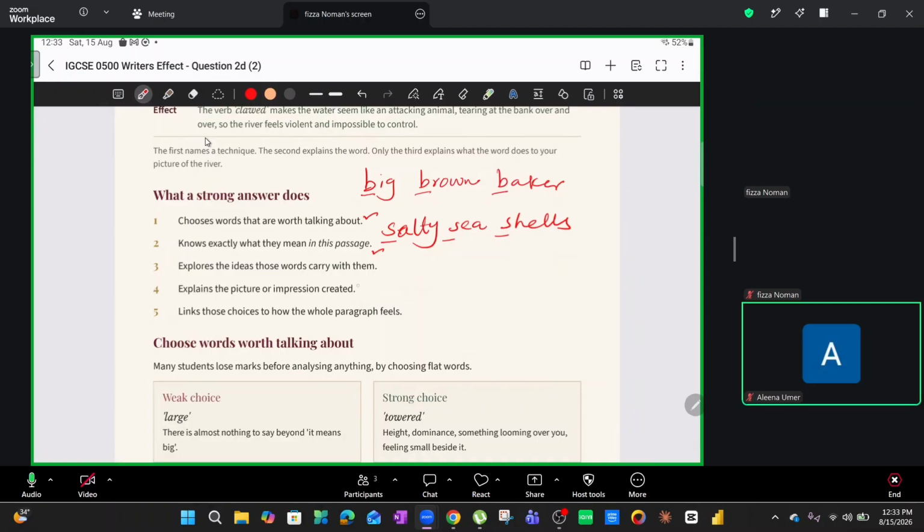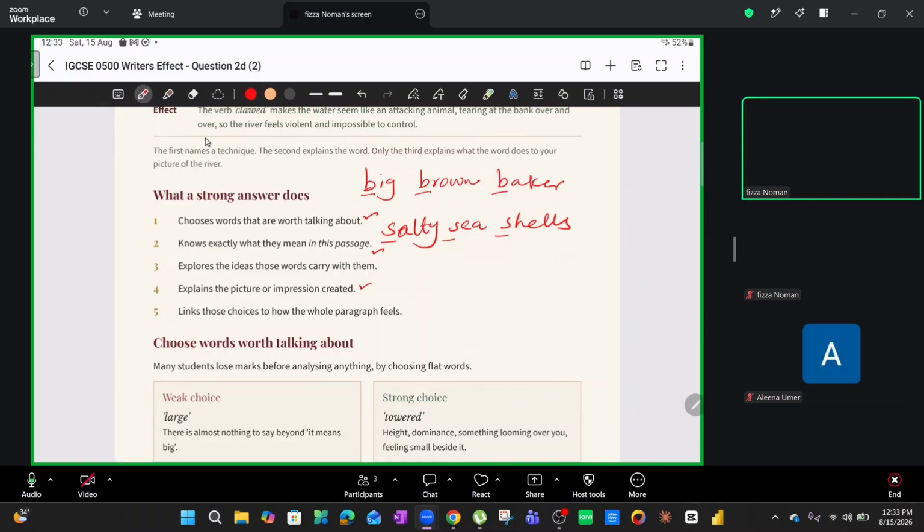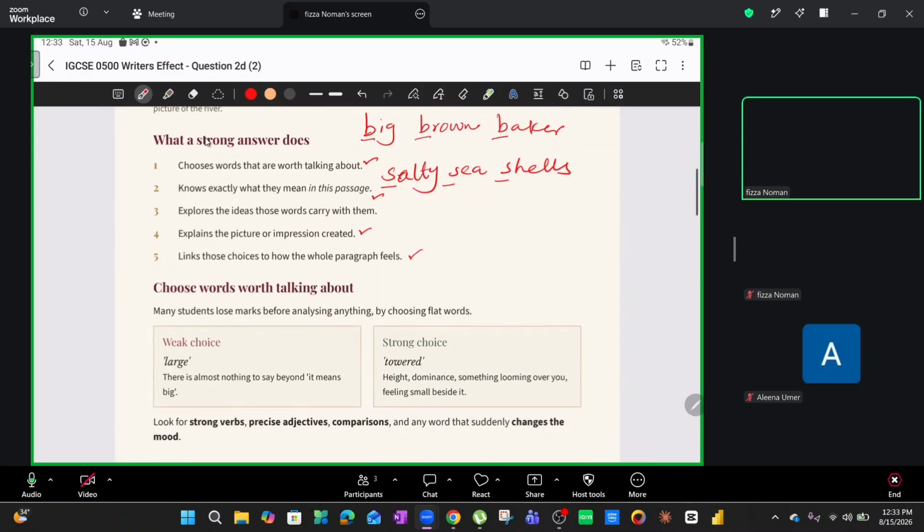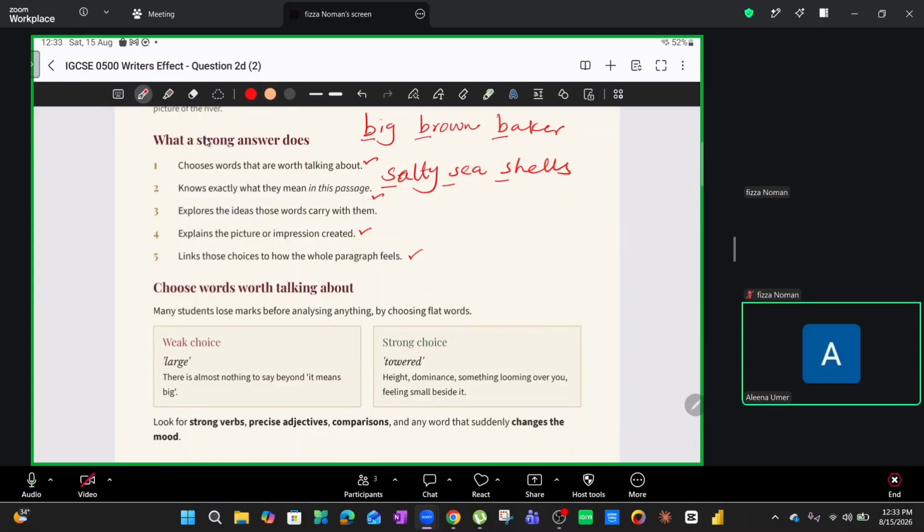Explain the picture or impression it creates in that particular capacity, in that particular connotation, and link these choices to how the whole passage feels, again as related to your guiding question. Good to go, beta? Easy peasy?